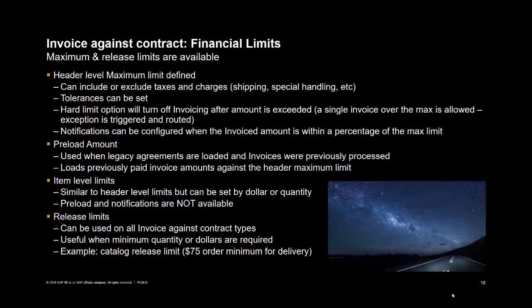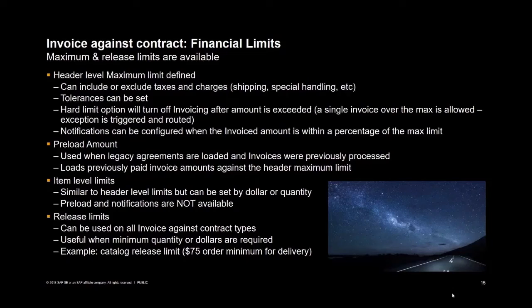Next, let's speak about financial limits within the invoice against contract buy channel. So there are release limits that we've mentioned earlier, as well as max limits. Ultimately, within the header level, a maximum limit can be defined. So that's if I sign a $1 million contract, I don't want to pay $2 million. I want to set it to $1 million. This can include or exclude taxes and charges, shipping, special handling, etc. There's a radio button that allows for this. You can also set whether it's a hard limit and a tolerance.